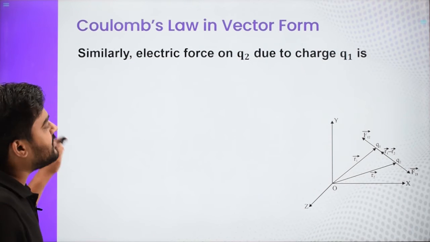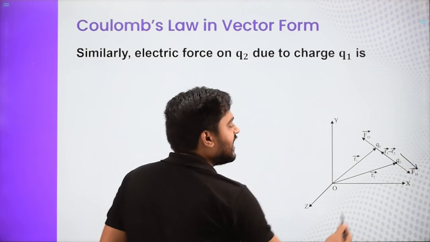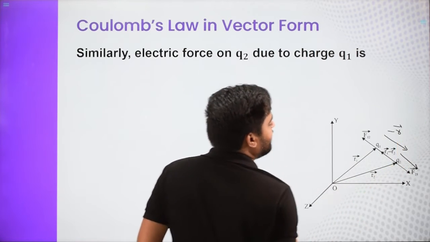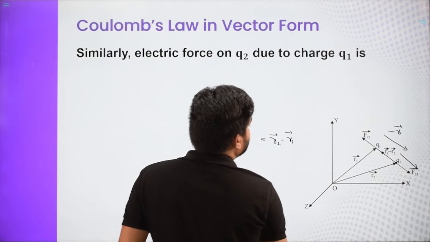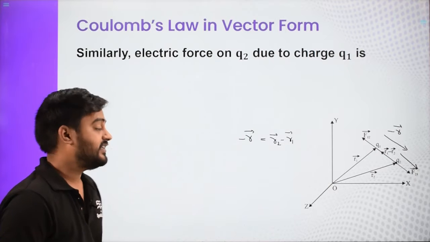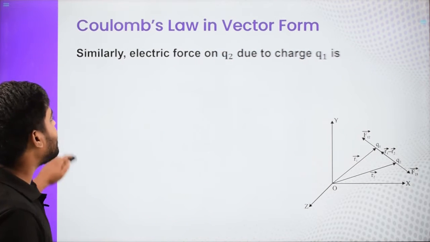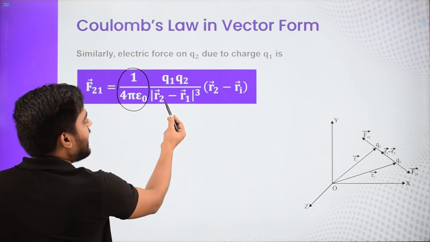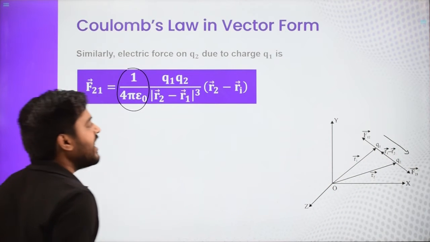Now similarly, if we want to write the force on 2 due to 1, I have to use this vector, and that vector is the negative of the previously used R vector, which is R2 vector minus R1 vector. So only this vector will come instead of R1 minus R2, and we will get the force on 2 due to 1. So we can write that force on 2 due to 1 is K Q1 Q2 by R cube times R vector, and R vector this time is R2 minus R1 vector.